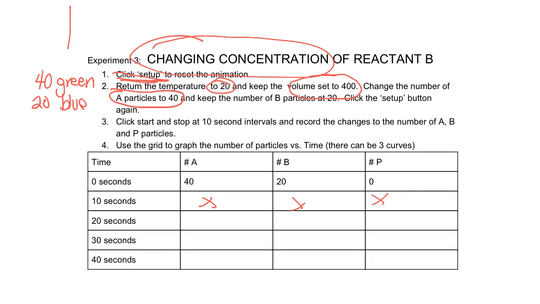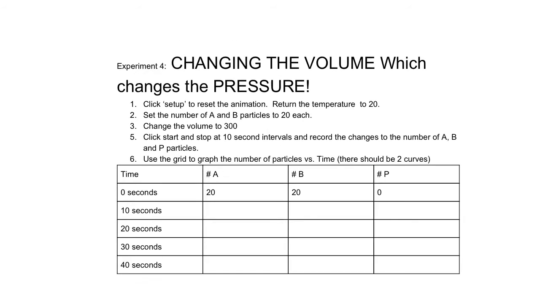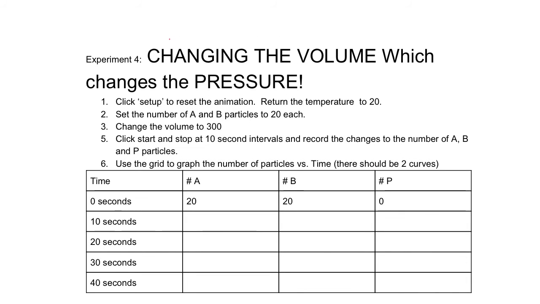And this time we're going to plot the graph exactly the same way. So the green should be coming down, and the red should be going up, just in a different rate. And then finally, the last one, you're going to change the volume. And that one, you change the volume to 300. You should be getting the hang of this at this point.